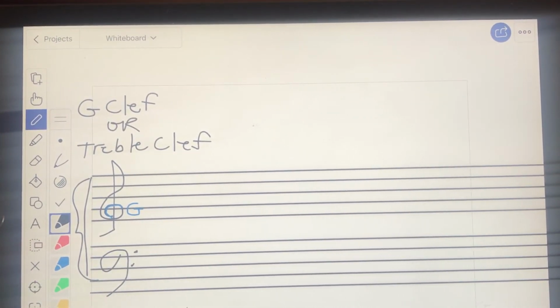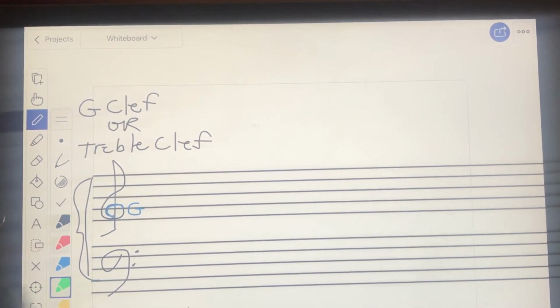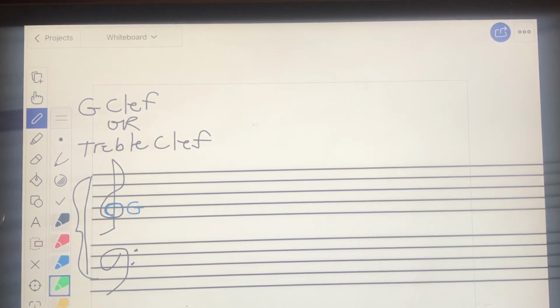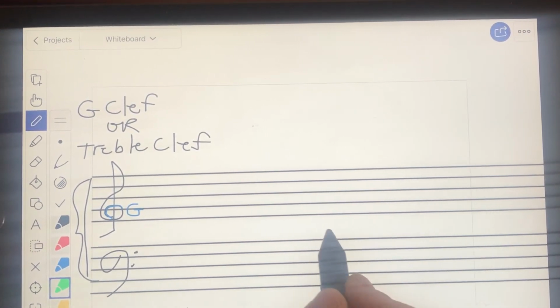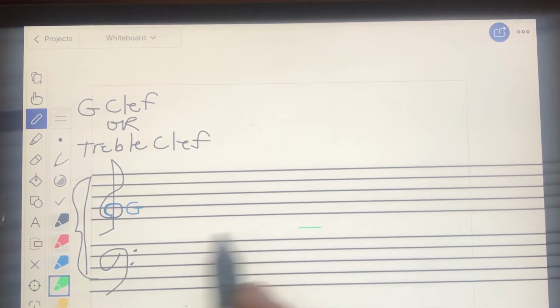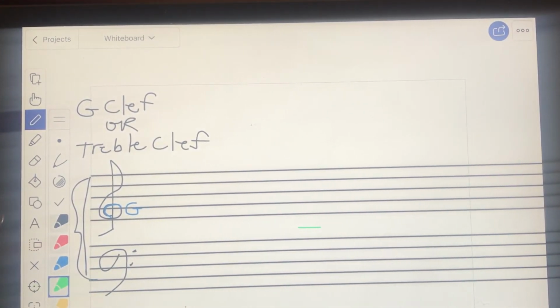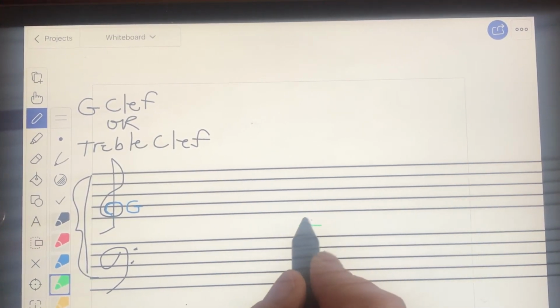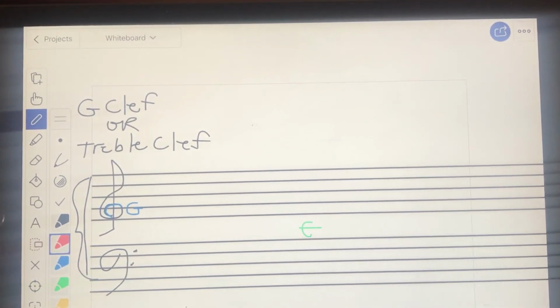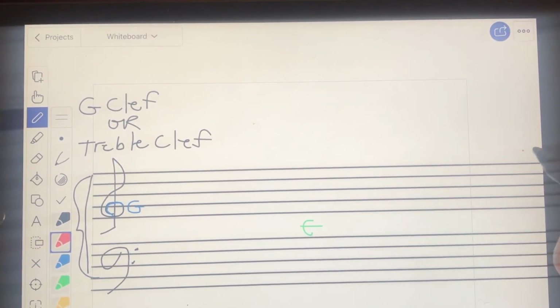The staff is extended with the use of ledger lines. The first added line below the treble clef staff is named C. And the first added line above the staff is named A.